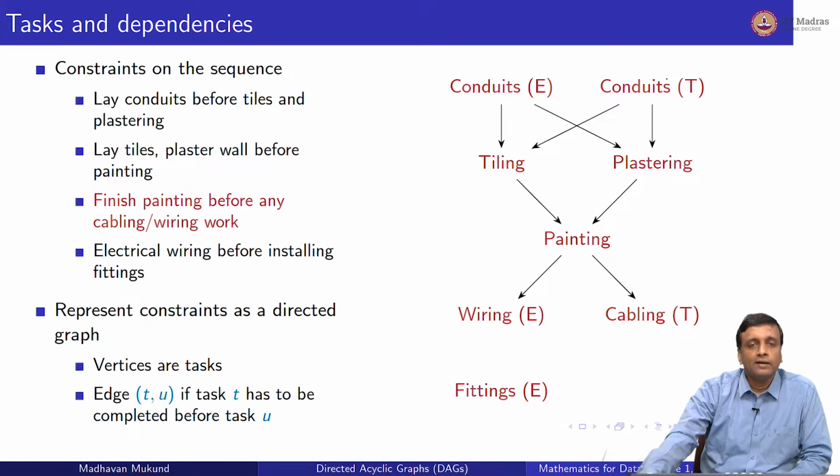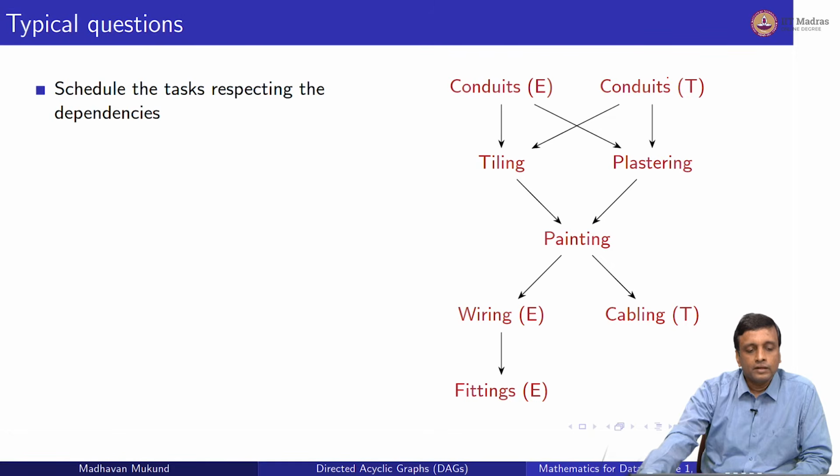Similarly, from painting, we have an edge to wiring and cabling, because these happen only after painting. And finally, we can do the fittings only after we do the wiring, right? So this is a directed graph which we have constructed from the task constraints given to us. So what is our problem now? Our problem is we need to complete these tasks in a way that respects the dependencies. So we must make sure that the painting comes only after the tiling and the plastering are done.